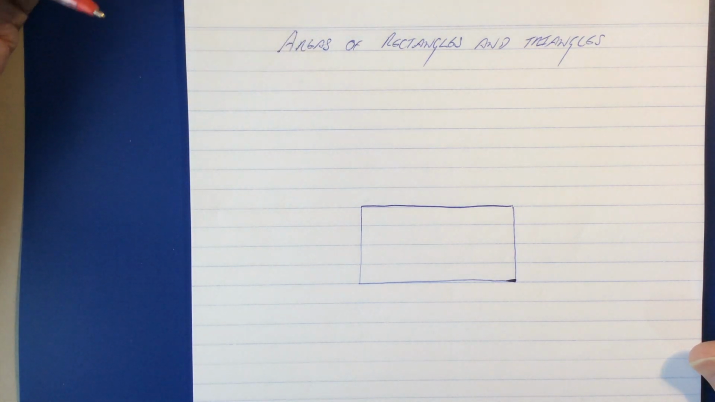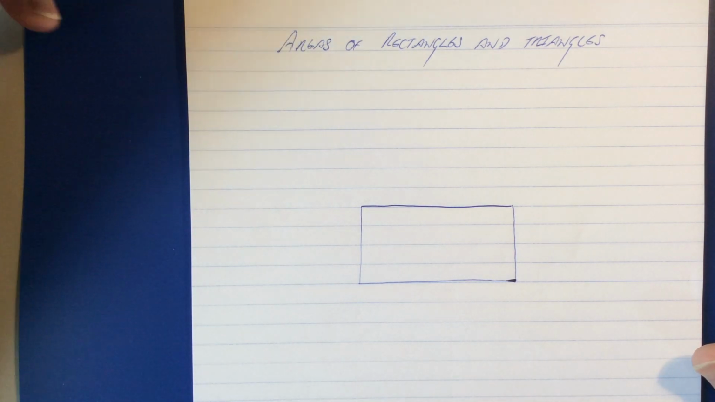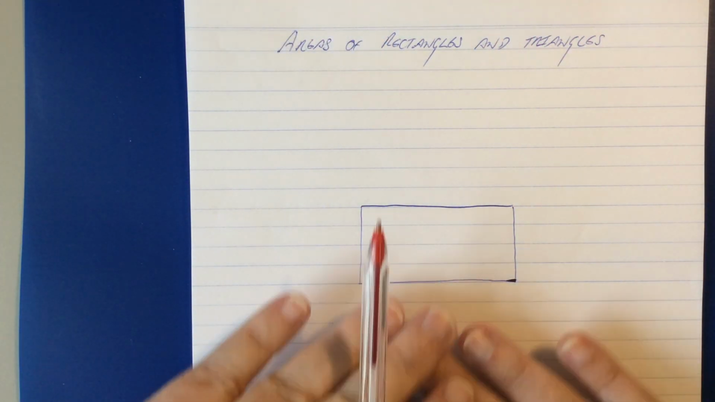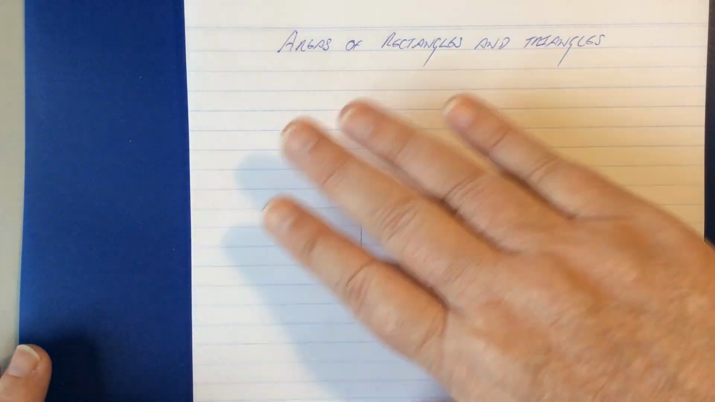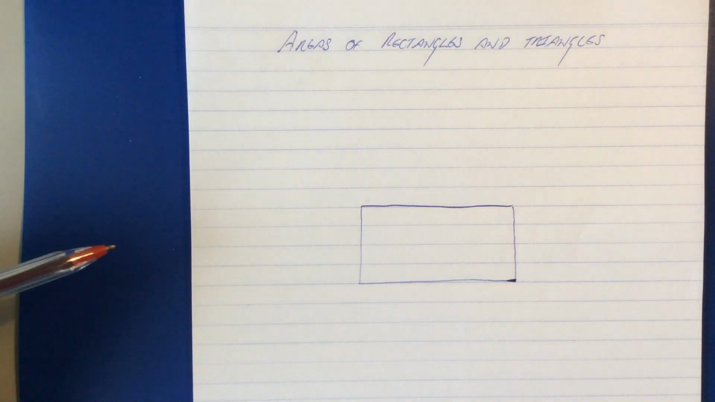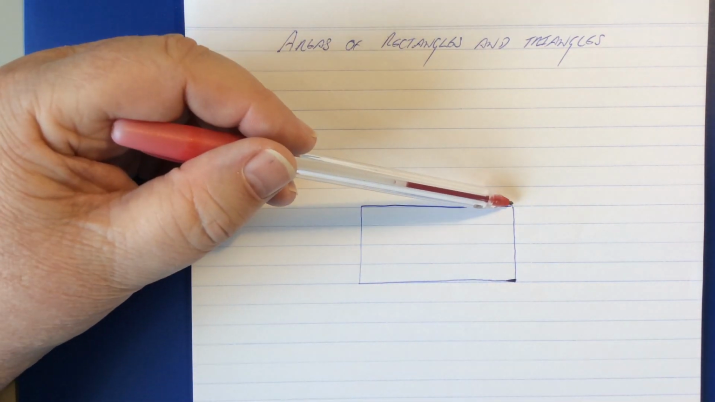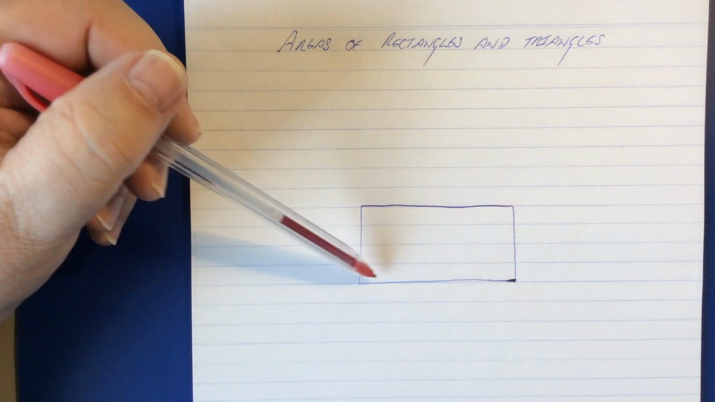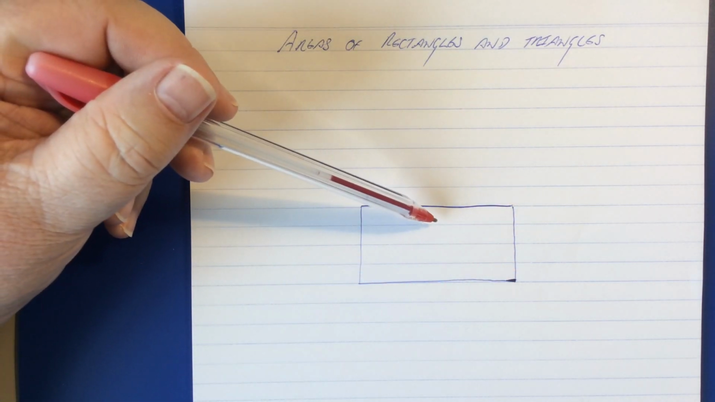Area is a fairly simple idea. It is the space on the surface of a shape, let's put it that way. So the area of a rectangle is the space enclosed by these lines here.